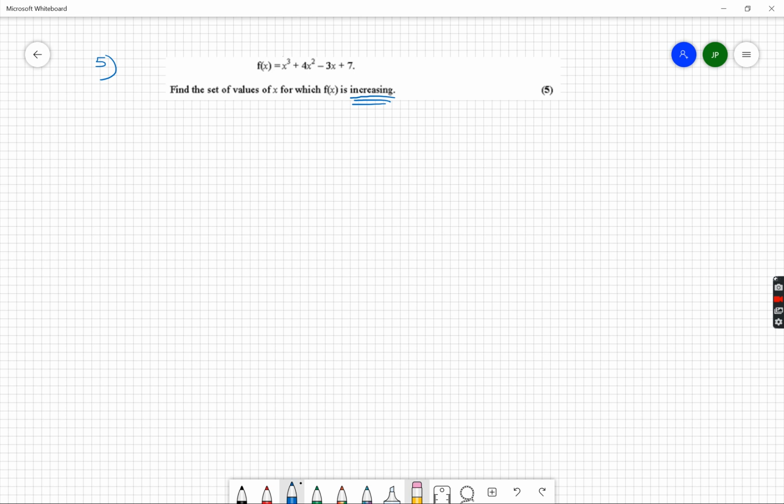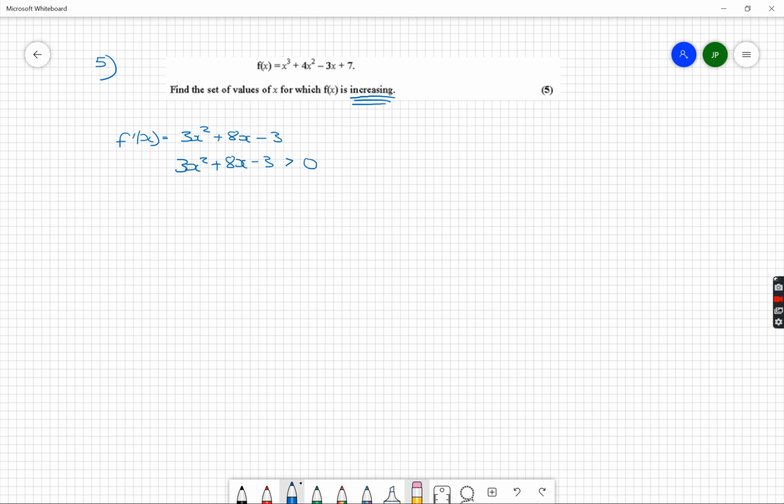Okay, so if I know f of x, I want to find the differential, which is going to be f dash of x. Okay, so times by the power and take 1 off, we'll have 3x squared plus 8x minus 3. If I want it increasing, I want when that quadratic is going to be greater than 0.